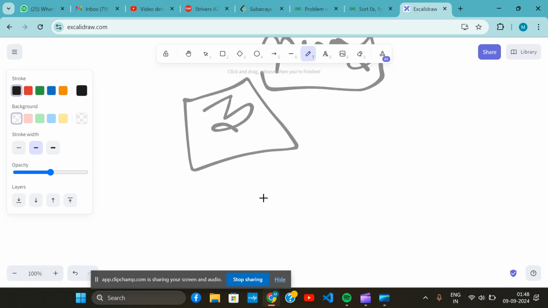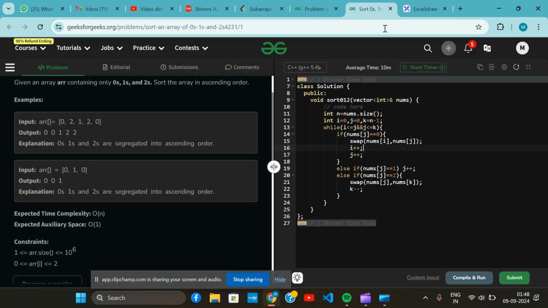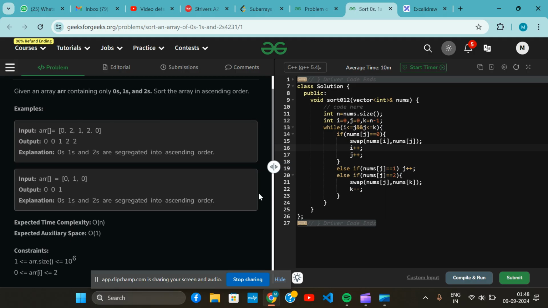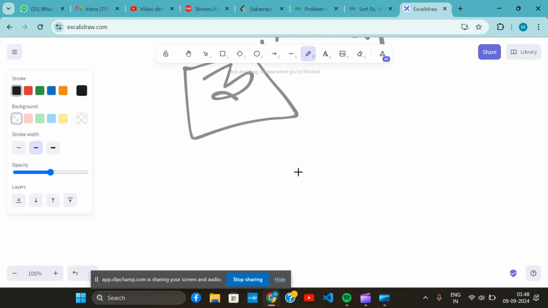Now let's discuss the third approach, which might be a good approach, because it may happen that the interviewer is particularly asking this question for the third approach that I am going to discuss here. That is using pointers.